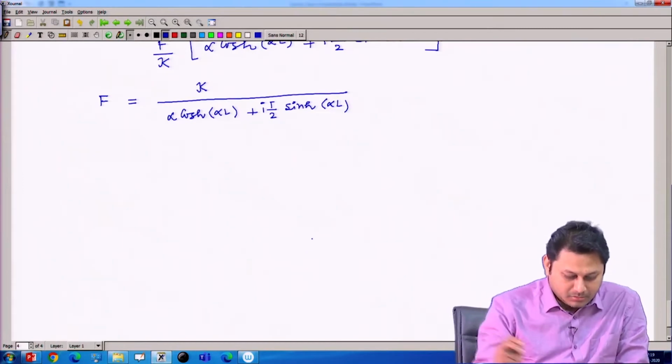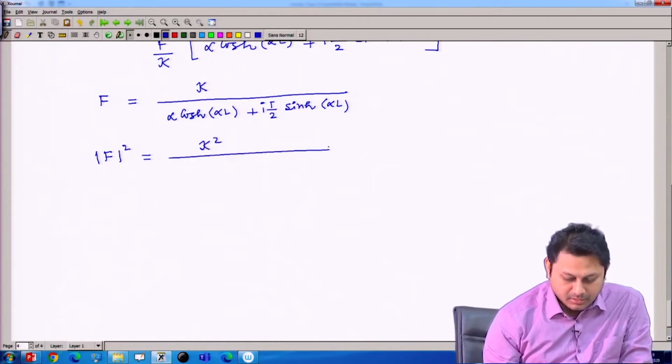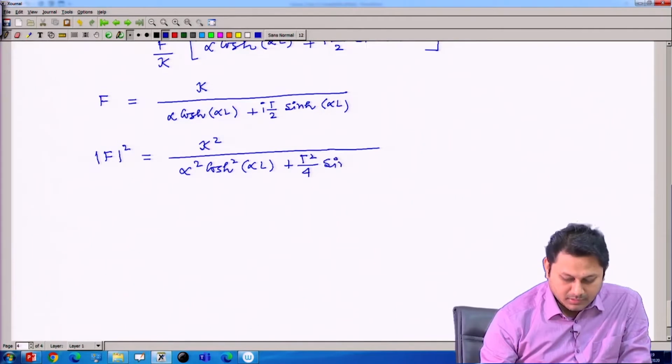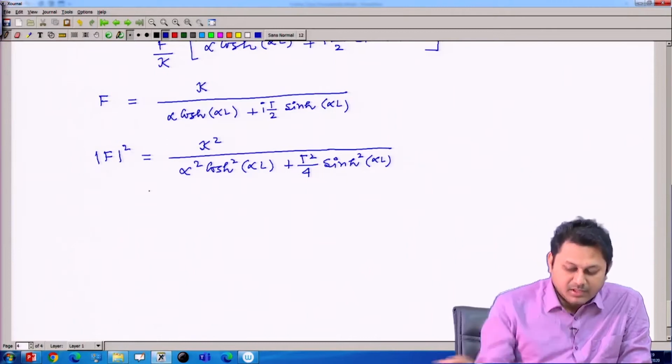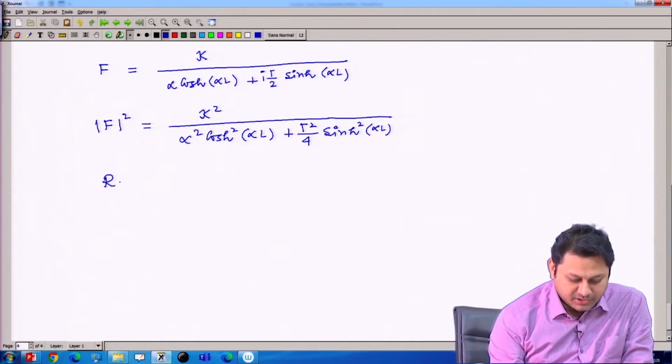So what is mod of f square? Because this is a complex term. If I want to find mod of f square, then it should be kappa square divided by alpha square cosh square alpha L plus gamma square divided by 4 sinh square alpha L. Why do I take the mod squares? Because at the end of the day I need to calculate the reflectivity. So, the reflection coefficient.